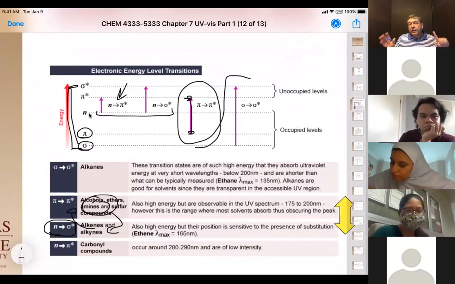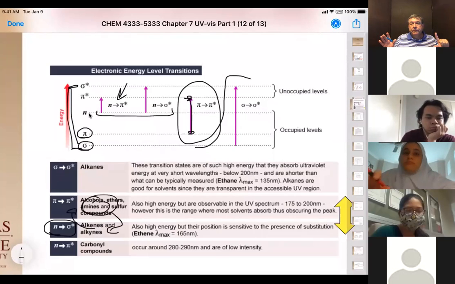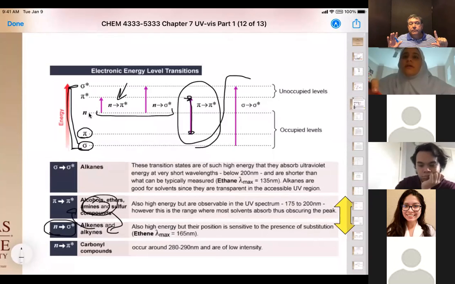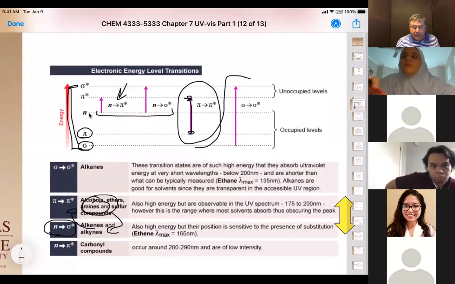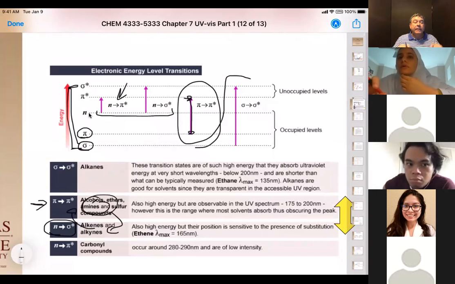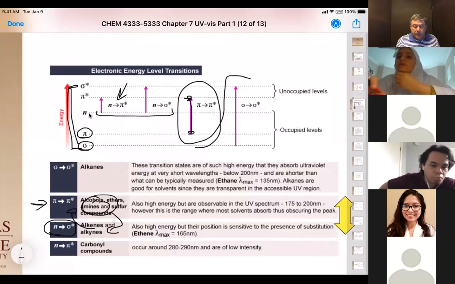Okay, questions on that? So you said that alkene should be above and alcohol should be lower. The pi to pi star transitions are with alkenes and alkynes. Yes. So my question is about the descriptions of those things. They also have to switch.